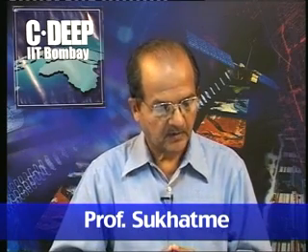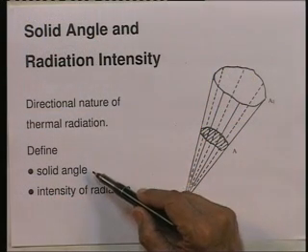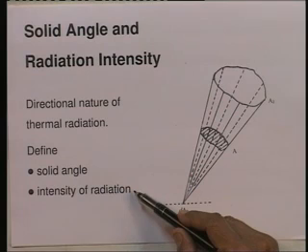We now turn our attention to the directional nature of thermal radiation, and in that context we are going to define two terms, solid angle and radiation intensity. So, let us define these two terms, first solid angle and then intensity of radiation.